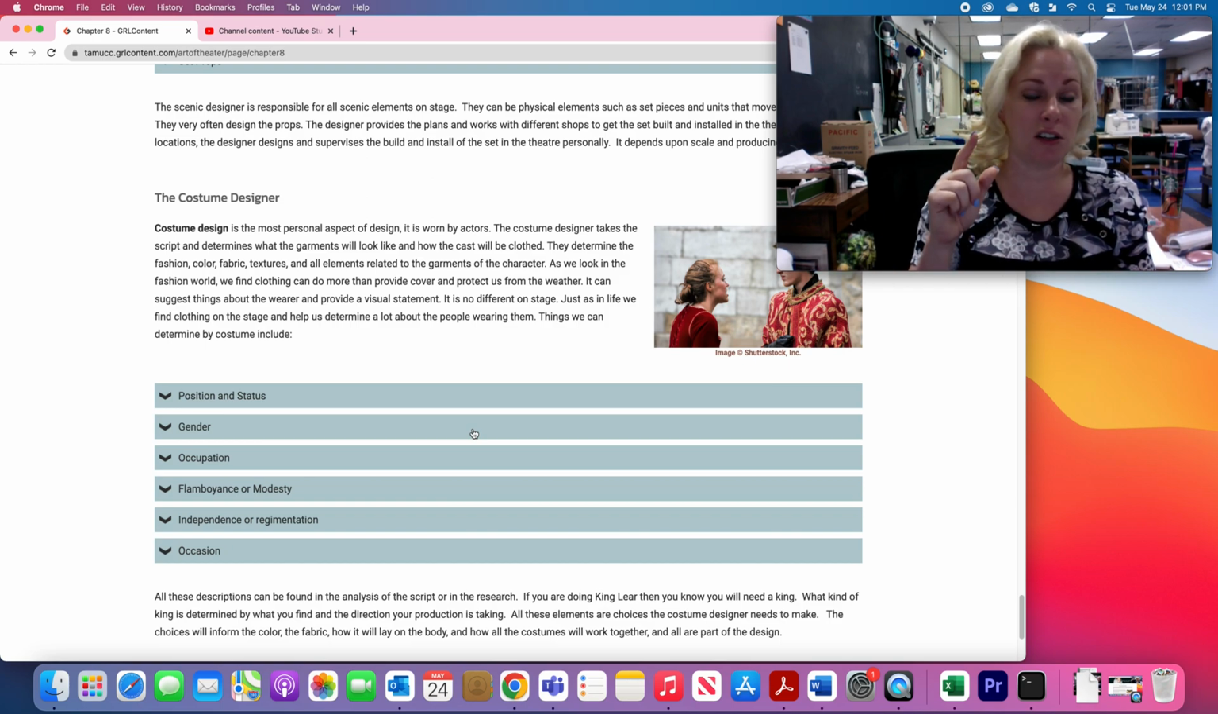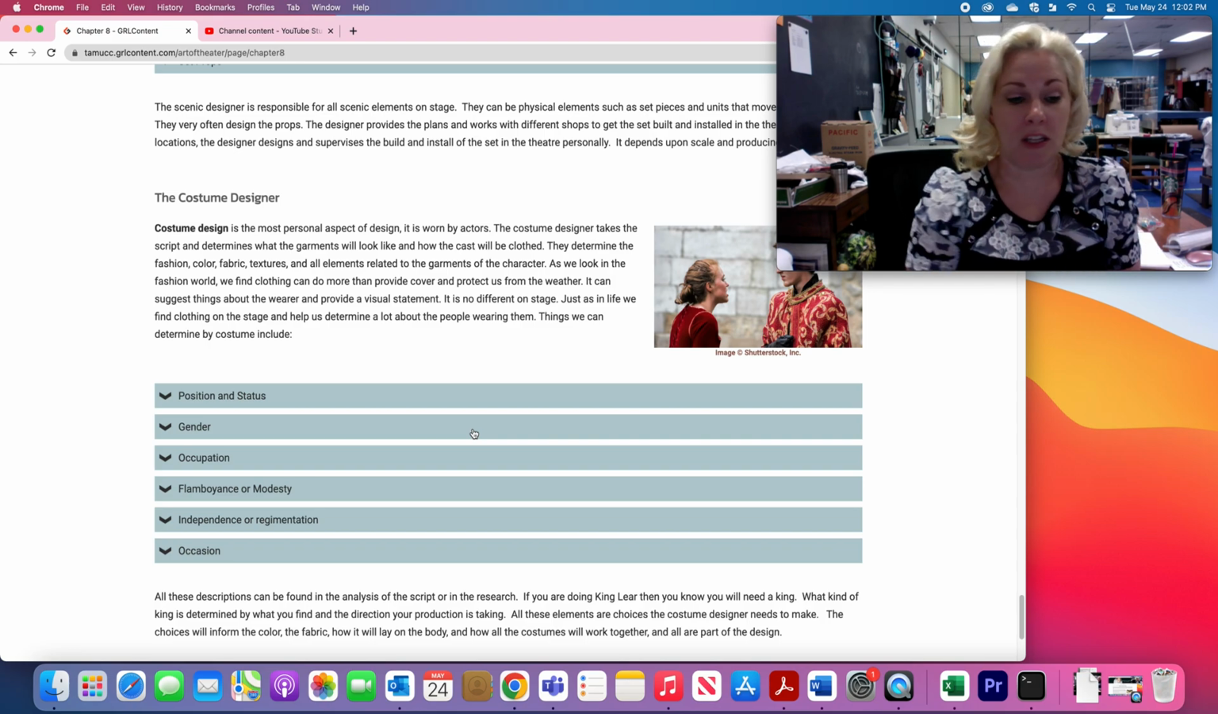Cinderella, again, you see her tattered rags, you know her position. You know that she's a girl. You know that she works for a living. These are all things that you know immediately when you see their costumes.